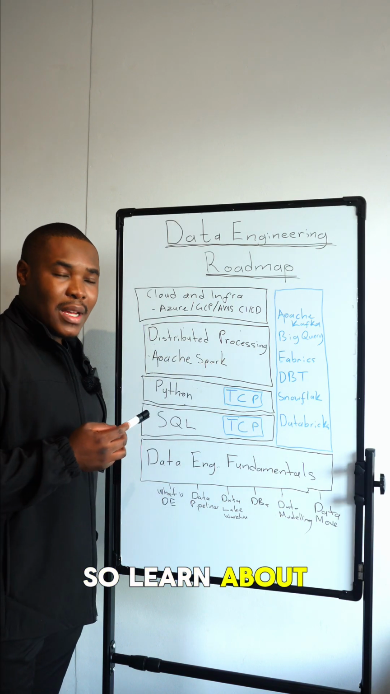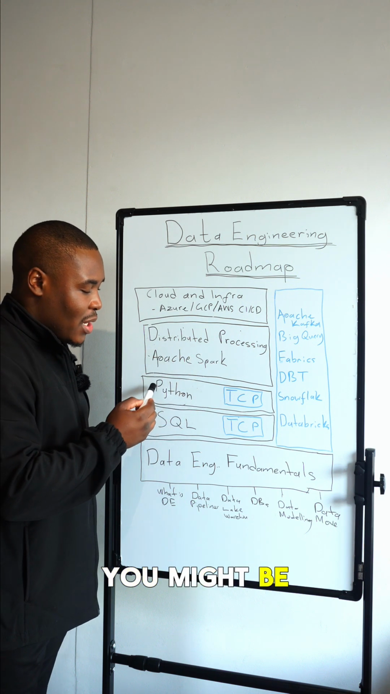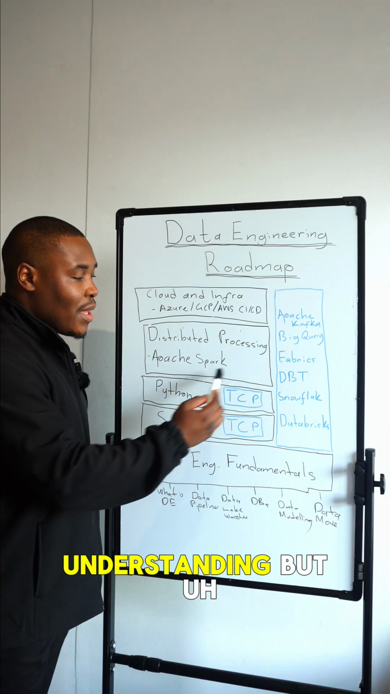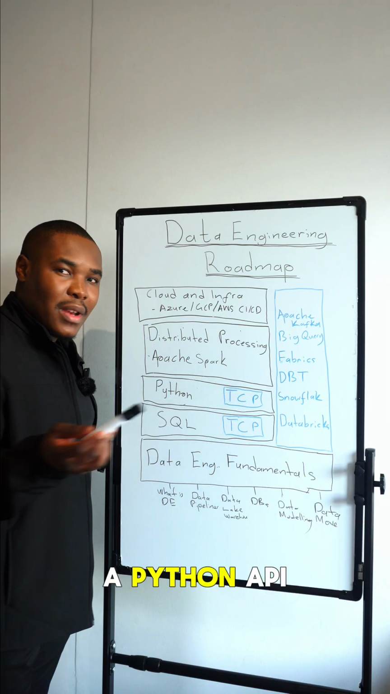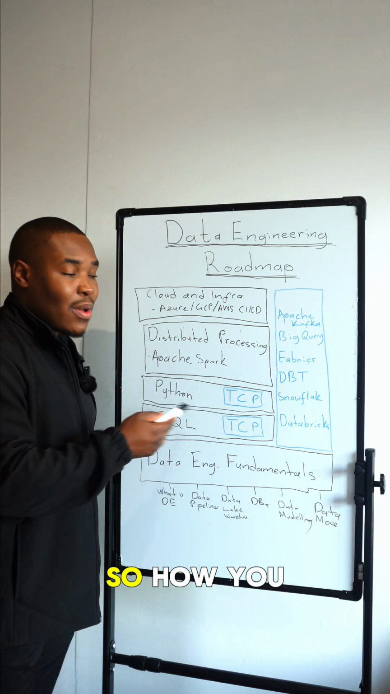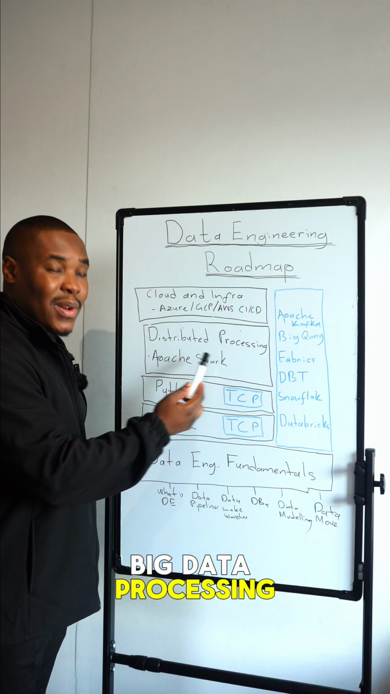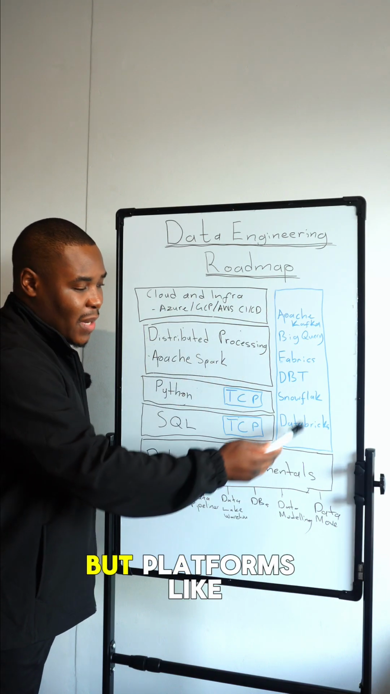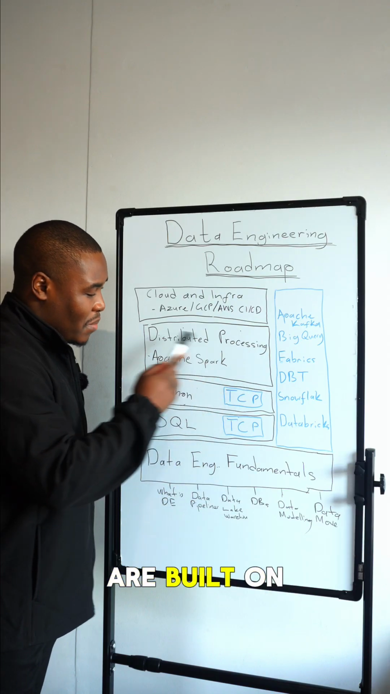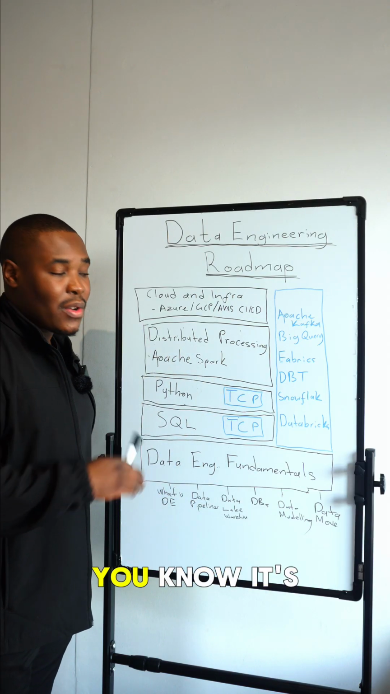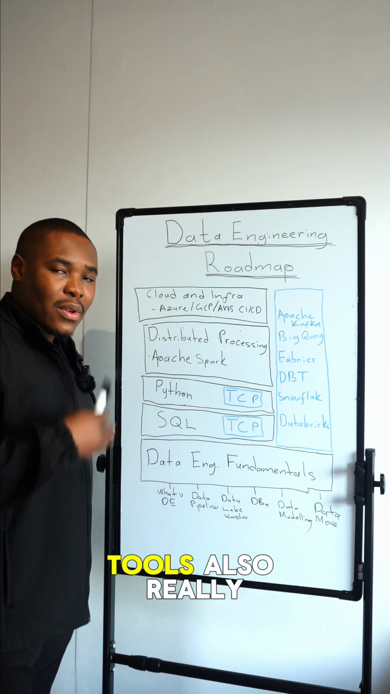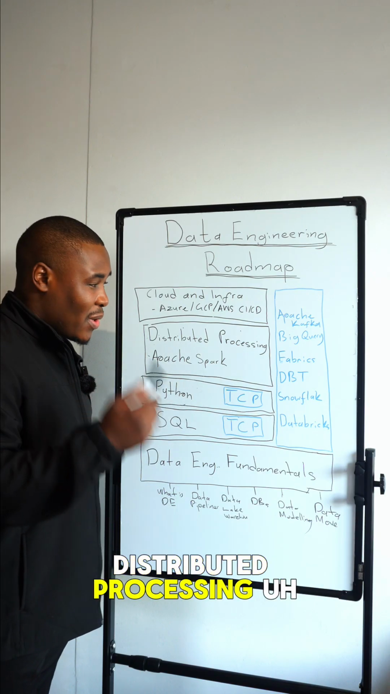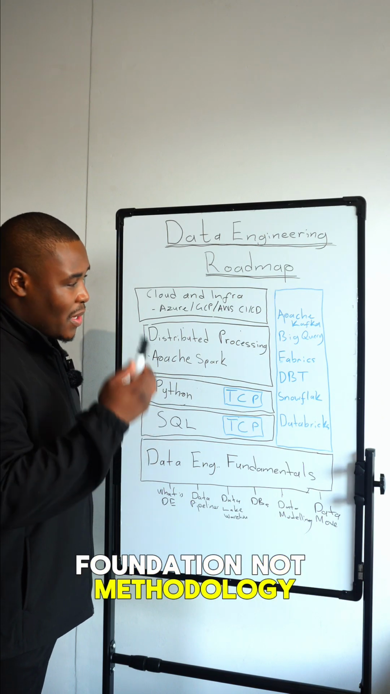So learn about data processing. In the process, you might be introduced to PySpark. It's basically carrying over your Python understanding, but PySpark is a Python API on Apache Spark. So this is how you can do all of this big data processing using Python on Apache Spark, but platforms like Databricks and others that are built on the foundation of Apache Spark are really great. I think the rest of those tools are also really great at processing data because they all use distributed processing as a foundation or methodology.